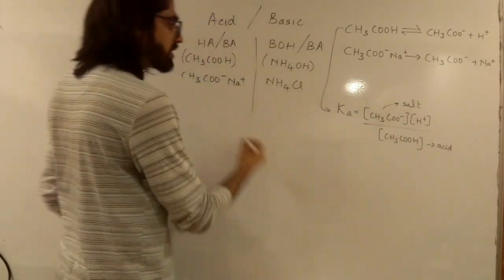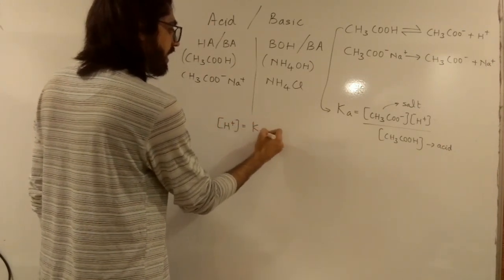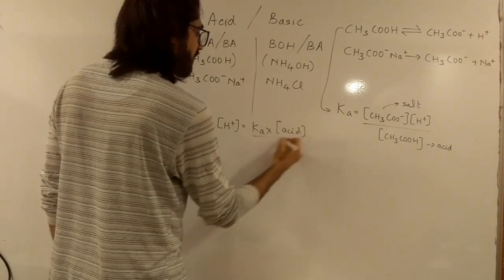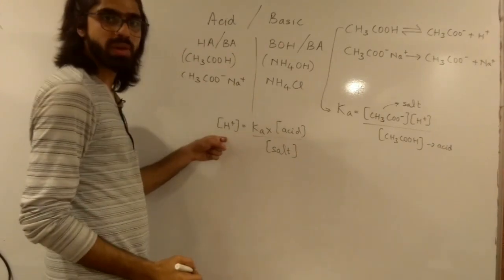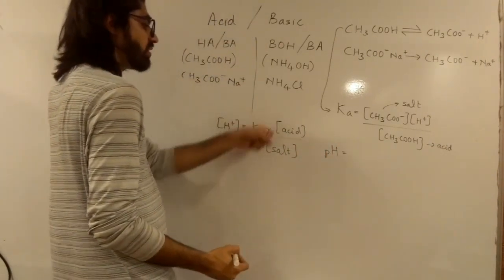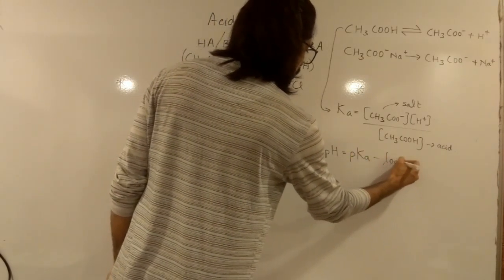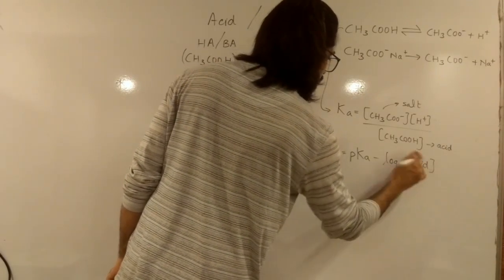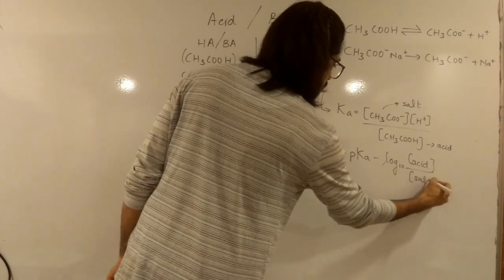You can keep H plus on one side, so you will have H plus as Ka multiplied by the acid concentration divided by the salt concentration. Take a minus log to the base 10 on both the sides. The left side will be pH, the right side first term will become pKa minus log to the base 10 of the acid concentration upon the salt concentration.